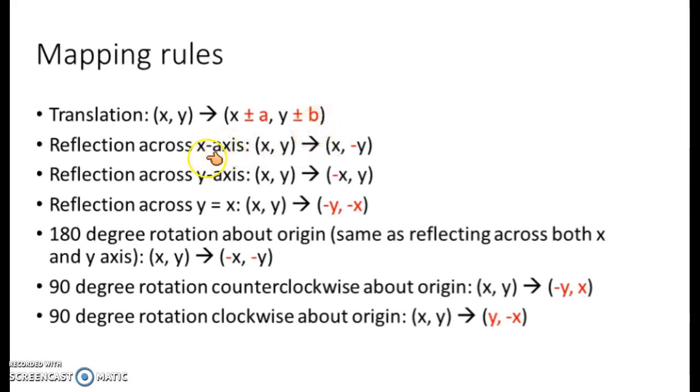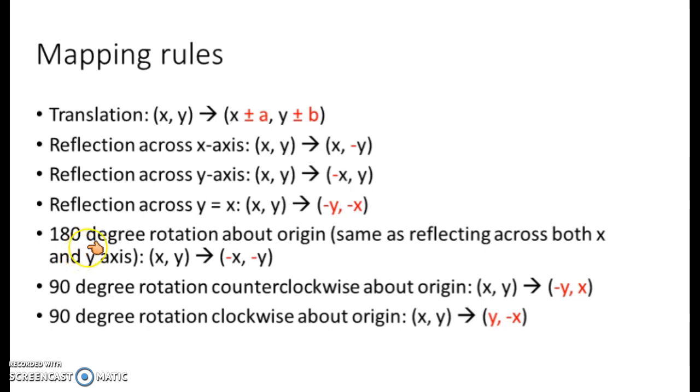To reflect across the x-axis, the x value stays the same, the y value changes signs. To reflect across the y-axis, the y value stays the same and the x changes signs. To reflect across the line y equals x, you switch the order and change the signs.